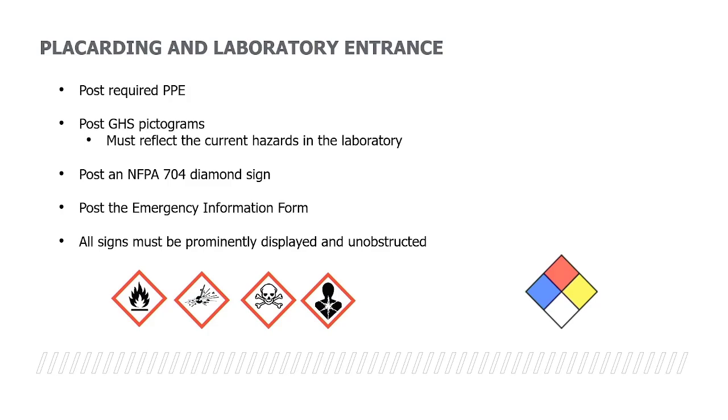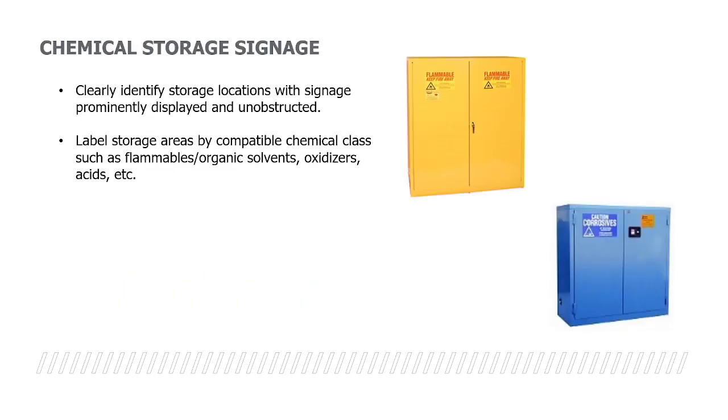On the outside of the laboratory entrance door, the chemical storage signage. Once again, if you have storage facilities within your particular laboratory area, the chemical storage signage needs to be clearly located, properly displayed, and once again, unobstructed. You should be able to see it. Label areas basically are compatible chemical classes, such as flammables, your organic solvents, your oxidizers or acids.